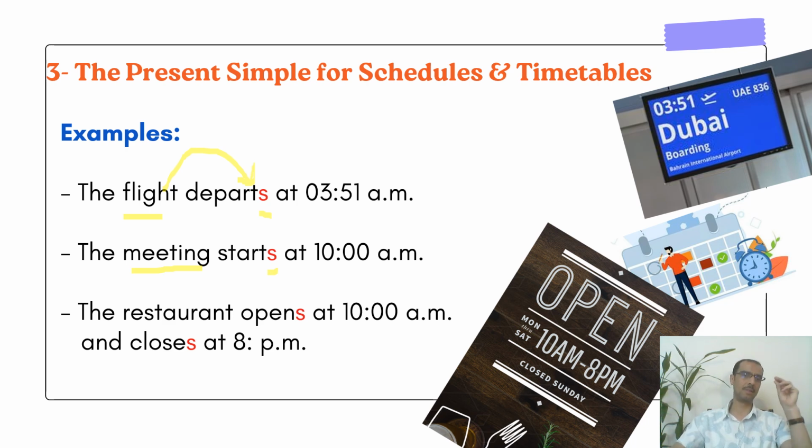Don't forget that the flight departs, the meeting starts, and the restaurant opens, like for example a company, school, whatever. So there's a fixed time for opening and a fixed time for closing. So the restaurant opens at 10, that is every day. It's like a schedule, right, or timetable, and closes at 8 p.m. So these are schedules and timetables.